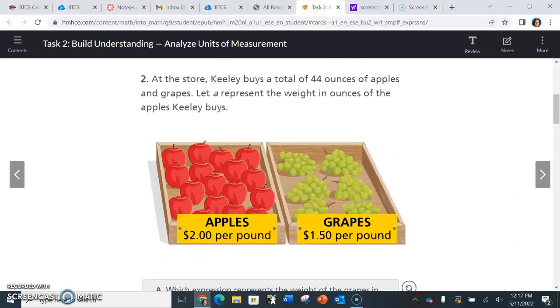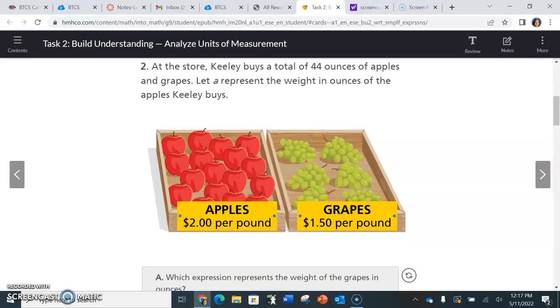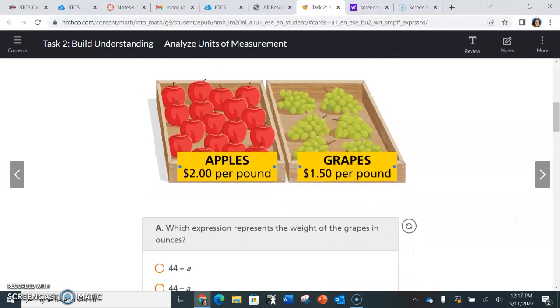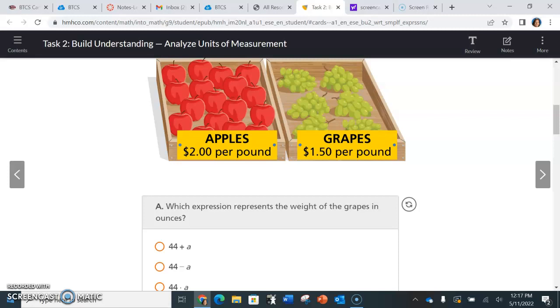At the store, Keely buys a total of 44 ounces of apples and grapes. Let A represent the weight in ounces of apples Keely buys. All right, so you can see here, apples are $2 per pound, grapes are $1.50 per pound. Which expression represents the weight of the grapes in ounces?